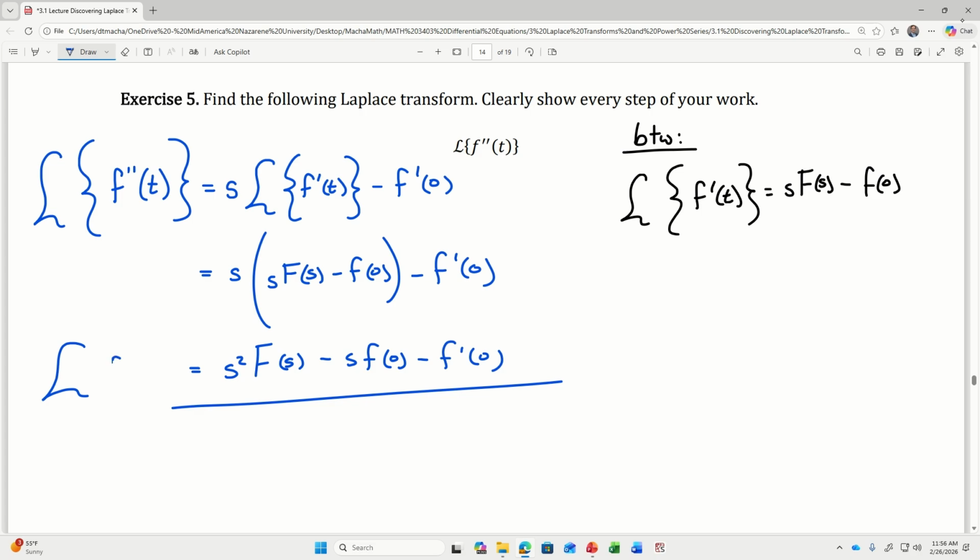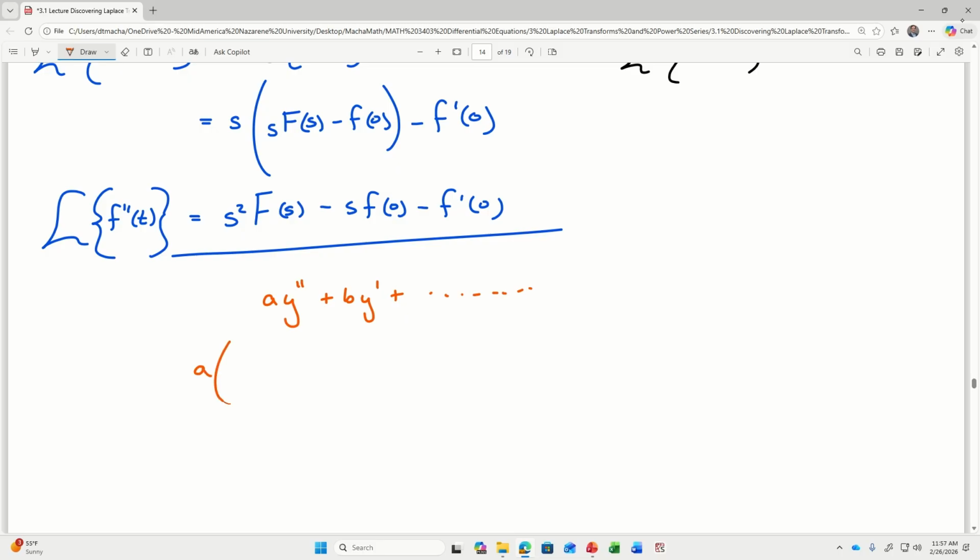And that's how you take the Laplace transform of the second derivative of your function. And like I said, that's going to appear in our second order ODEs. So whenever you see a y double prime plus b y prime plus something, something, something, you're going to write a times s squared Y, that's a capital Y for the capital F, minus s times the initial value of y minus y prime of 0, because that's the initial value of the derivative of your function.